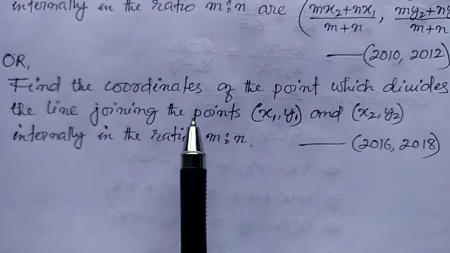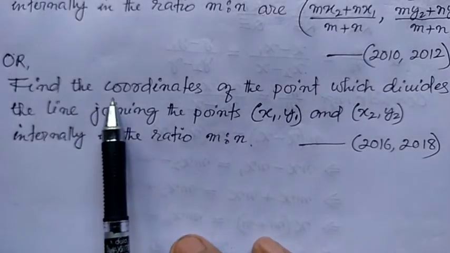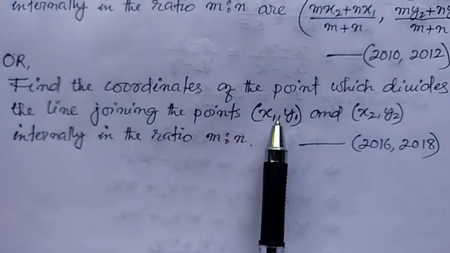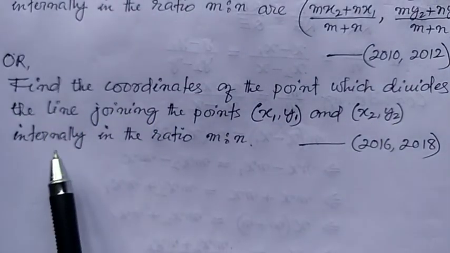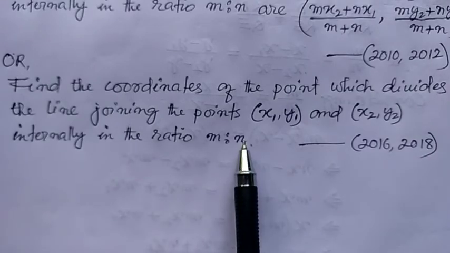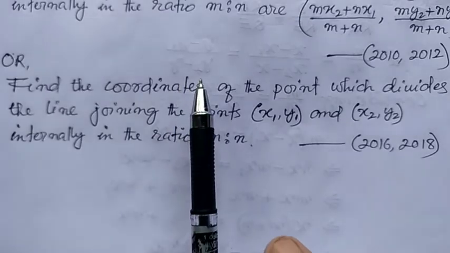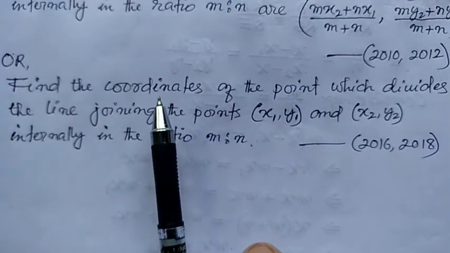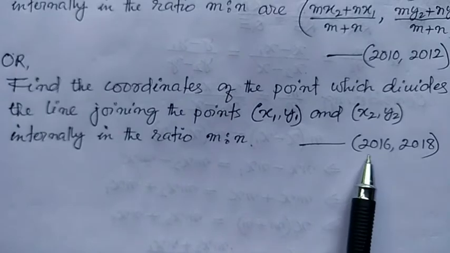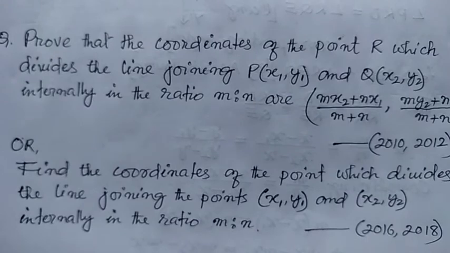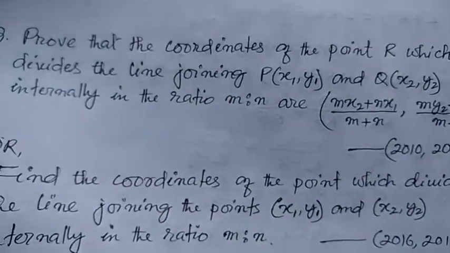In these two years, the question was modified and asked this way: find the coordinates of the point which divides the line joining the points (x1, y1) and (x2, y2) internally in the ratio m is to n. Actually, this second question is also the same question asked in a different way, and this was exactly asked in 2016 and 2018. So for both questions, the answer will be the same. That means we have to derive this section formula. So now let's see how we derive it.